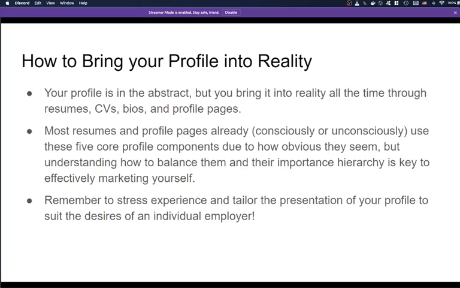Most resumes and profile pages already, consciously or unconsciously, are using these 5 core profile components due to how obvious they seem, right? But understanding how to balance them and their importance hierarchy is key to effectively marketing yourself. So make sure that you stress experience and tailor the presentation of your profile to suit the desires of individual employers, which is exactly what Tony said previously. This is 100% key when making a resume.